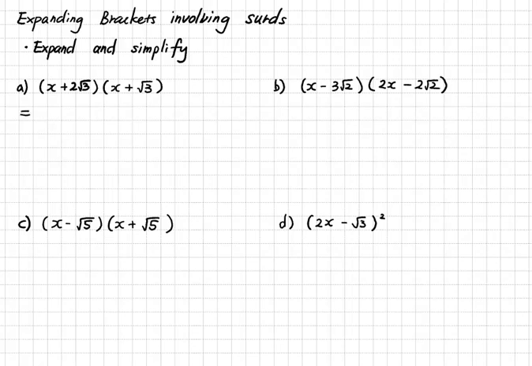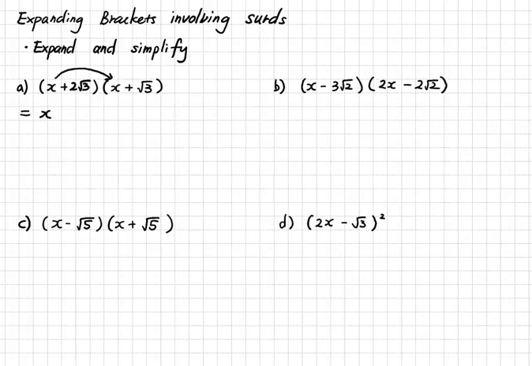Question A. Now, please don't simply use a squared minus b squared for all the expanding double brackets, because it only works for (a plus b) times (a minus b). If you look at the first question, you have (x plus 2 root 3)(x plus root 3). So that's not the (a plus b)(a minus b) case. So we have to use the FOIL method.